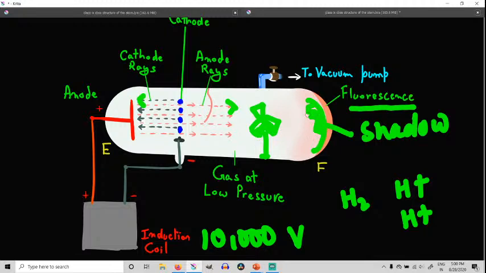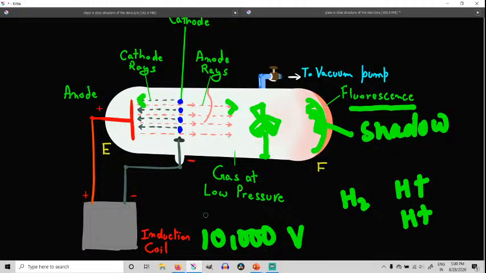How can we prove that? Now they may ask you how you can prove that the anode rays are traveling in the straight path. If you keep any opaque object in the path, a shadow is produced at the back. Understood, class?